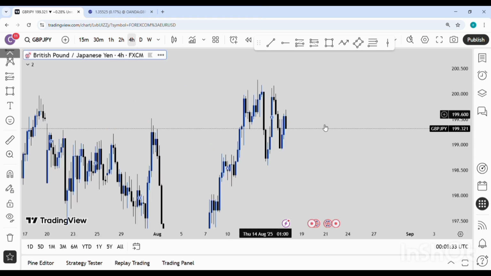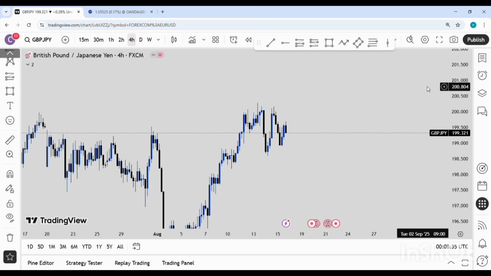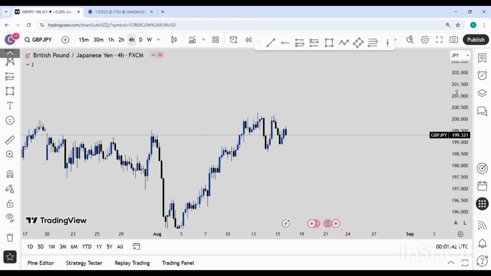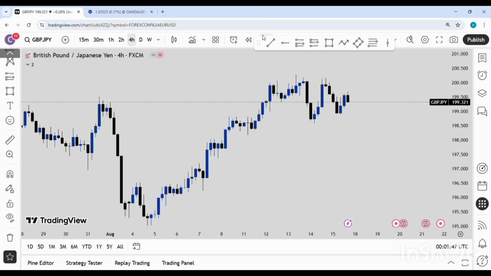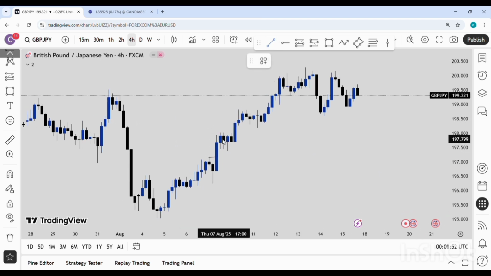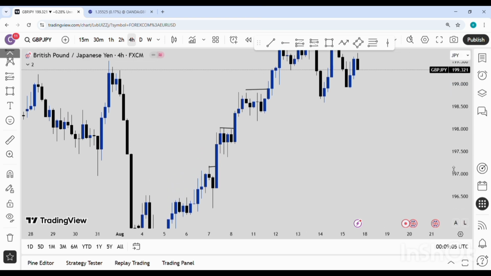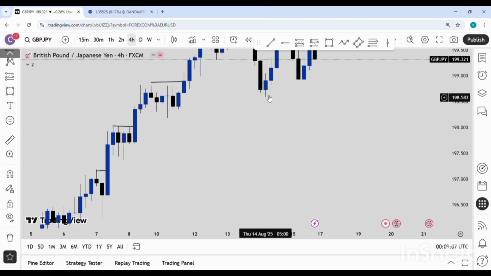You know how we do this. 4-hour time frame. This is our break of structure to the upside. New break of structure to the upside. And price leaving so many demand zones from there. And new break of structure again to the upside. Price reacted from this break of structure. That's why we are able to catch this particular move.